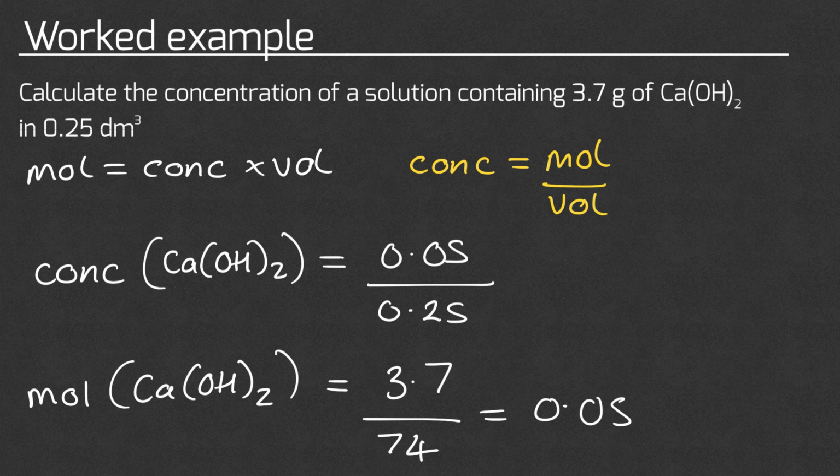So then using our concentration equals moles divided by volume equation, we can say that the concentration of calcium hydroxide will equal the moles, 0.05, divided by the volume we were given in the question, 0.25, giving us a final answer of 0.2 moles per decimeter cubed.